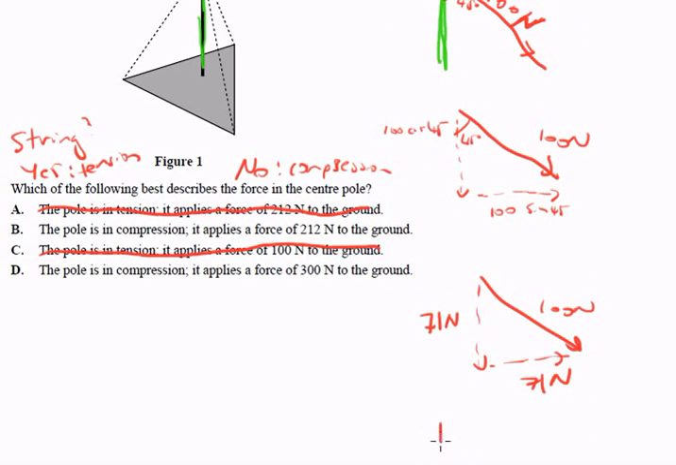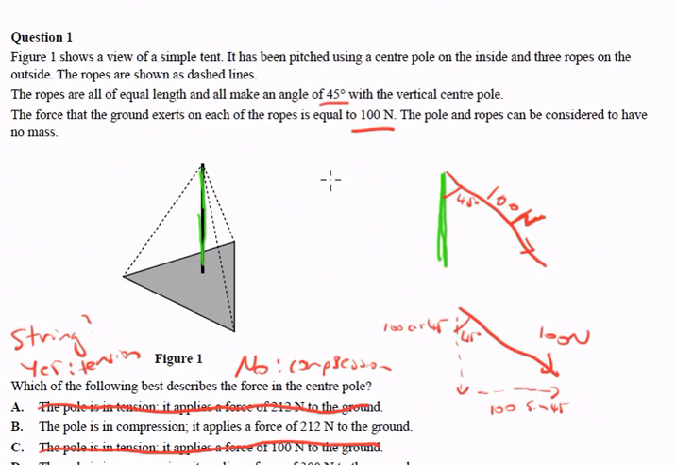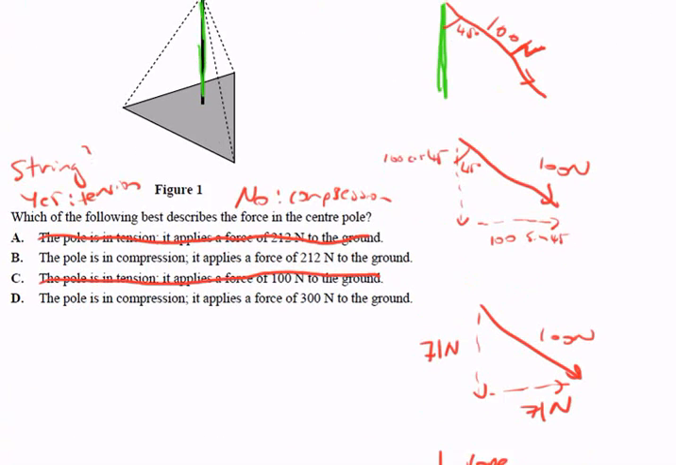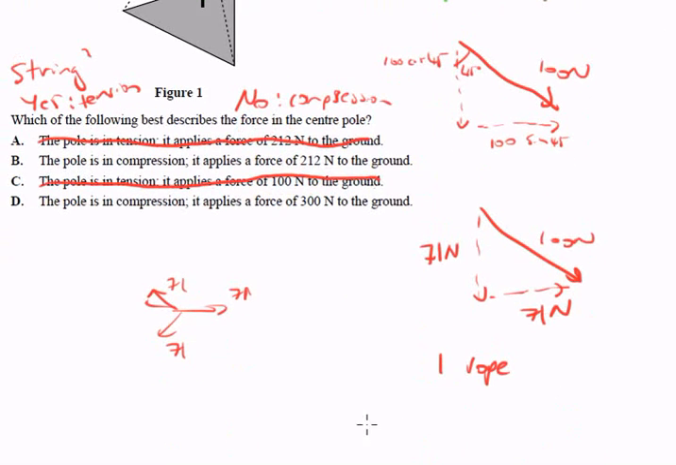Right, that's just one of the ropes. There's 3 of them, and because we know the tent pole doesn't move side to side, all of these 71s to the side, there's going to be a 71 this way, a 71 this way, and a 71 this way, and they all cancel out, so it doesn't move to the side. And then each rope has a downwards force of 71. So the overall force downwards is 71 times 3, which is 213 newtons. And that's where we get this one here from. So the answer is B.